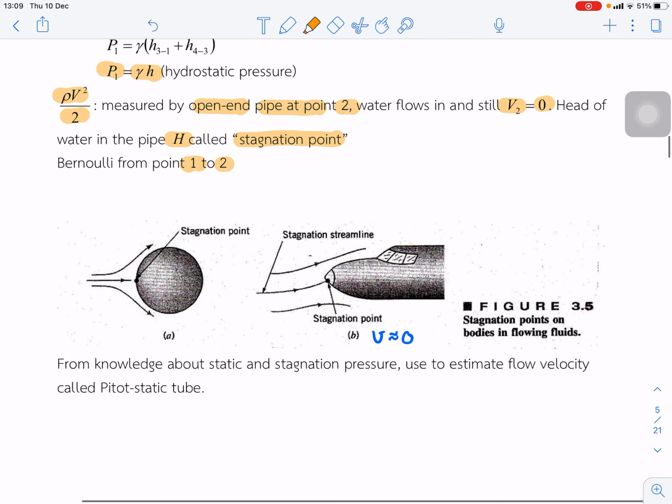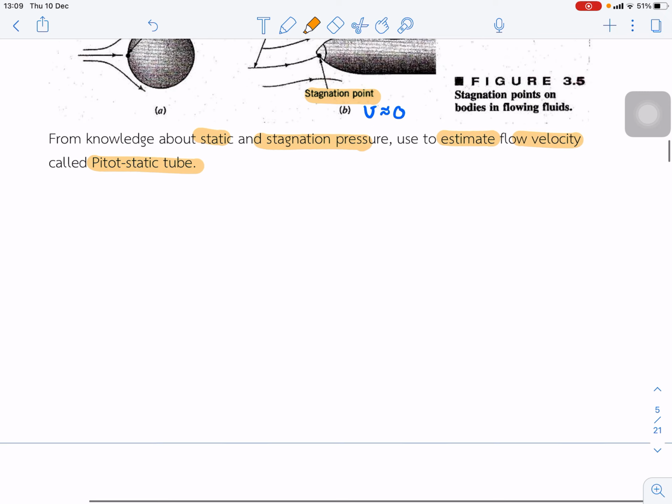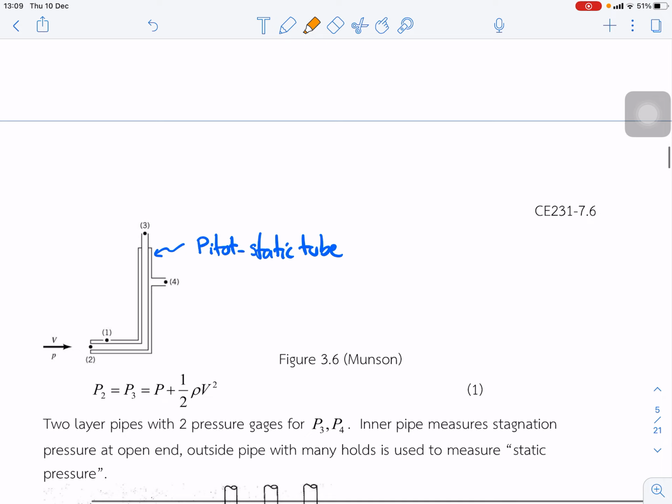For the stationary point, or stagnation point, this is at the top of the plane, or at this corner of the sphere. Okay. From knowledge of the static and stationary pressure, we can estimate the flow velocity, using what is called a pitot static tube. So this is a pitot static tube.